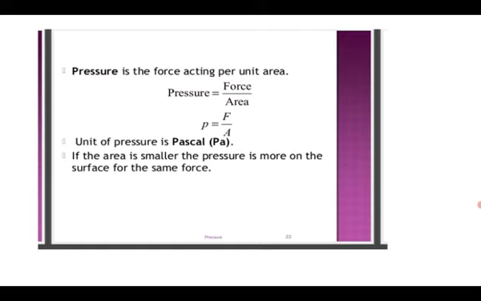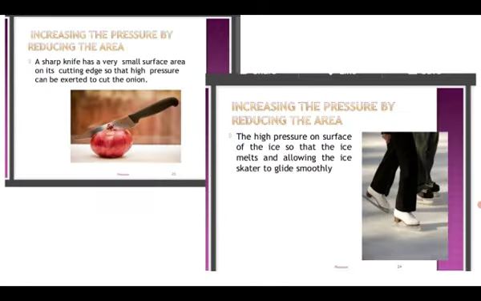Here pressure is equal to F upon A. It means by this formula we can say that pressure is directly proportional to the force and inversely proportional to the area. It means when we increase the force, pressure will increase, and when we increase the area, pressure will decrease, and when we decrease the area, pressure will increase. The unit of pressure is Pascal. If the area is small, the pressure will be more on the surface for the same force.